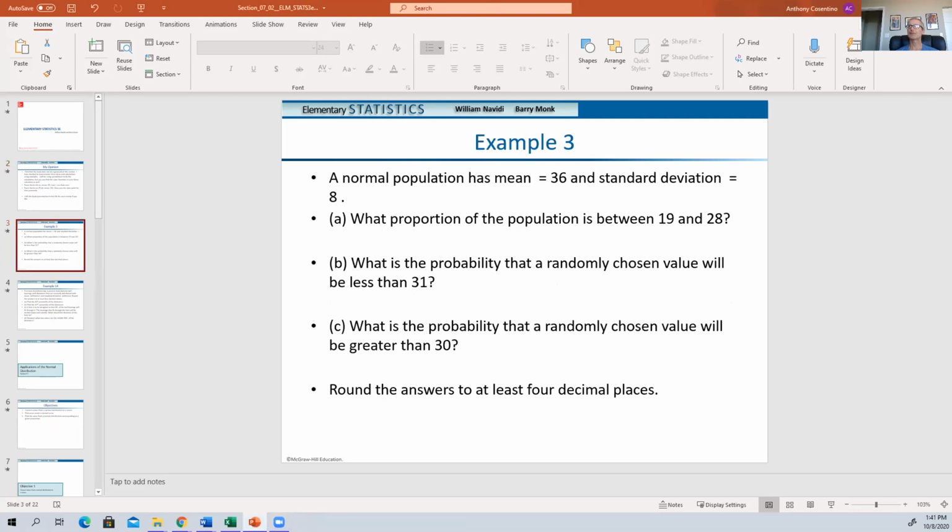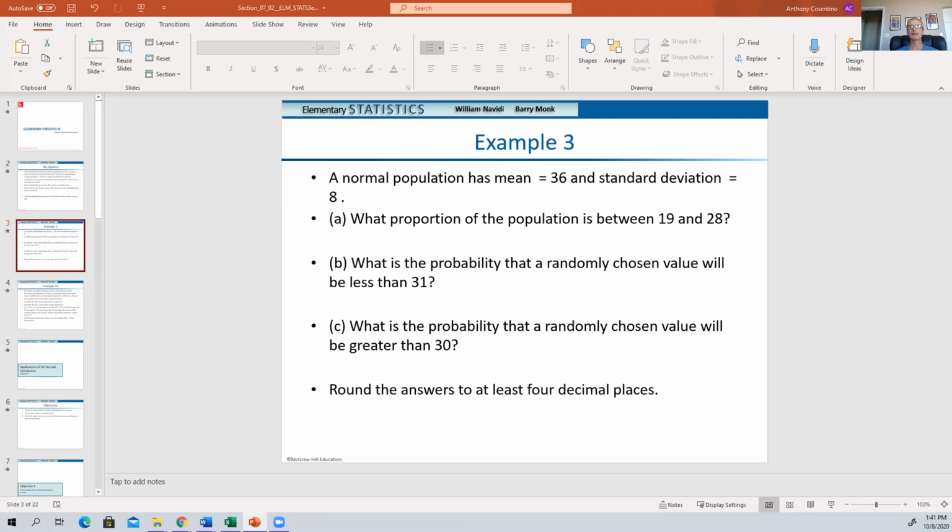I just basically took example 3 from the Alex homework. And it states that we have a normal population with a mean of 36 and a standard deviation of 8. And what I'd like to do is calculate these three. And I'm going to start at the bottom, part C, and work my way up. And so the first one says, what is the probability that a randomly chosen value will be greater than 30?